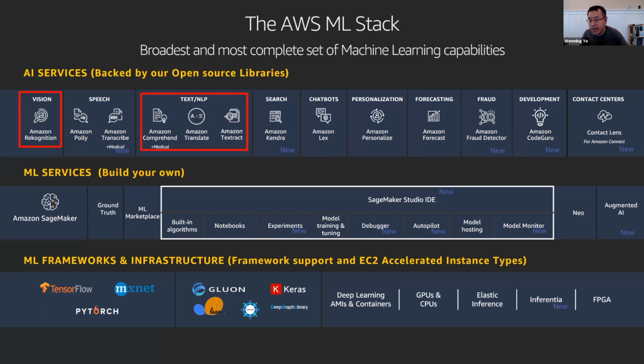And of course, there is a lot of hardware support that Amazon provides. That includes our latest inference chipset called Inferentia.